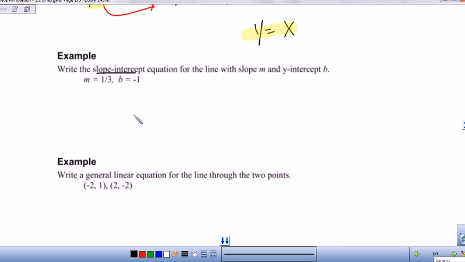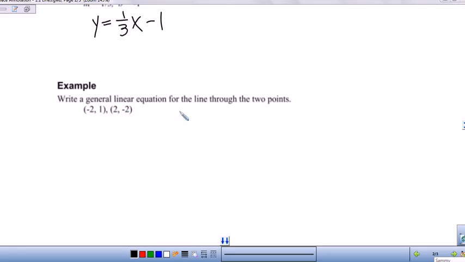So we're going to use the slope-intercept form of an equation, which is y equals mx plus b. So y is equal to m, which is the slope, x plus b, so that'd be plus and -1. And then that's it. That's the equation of the line.